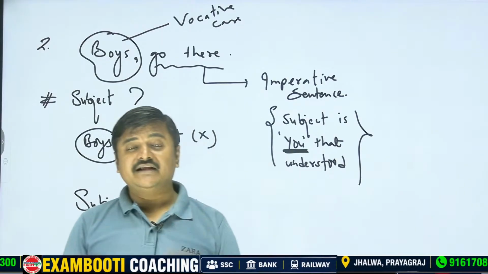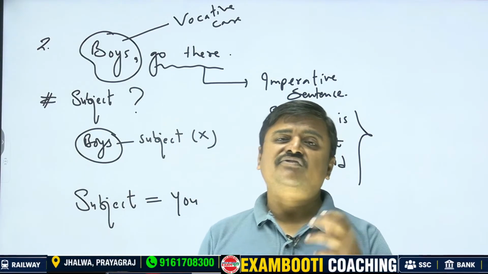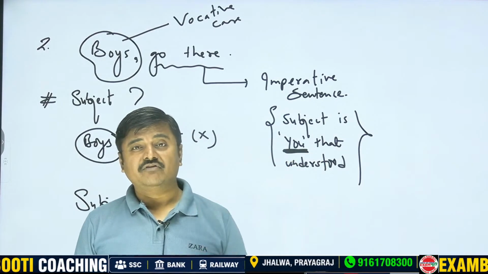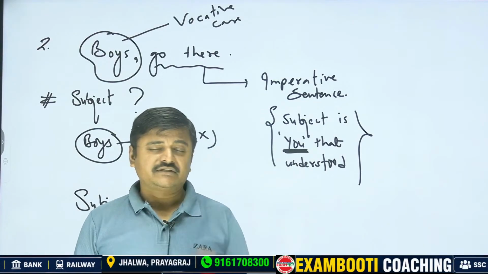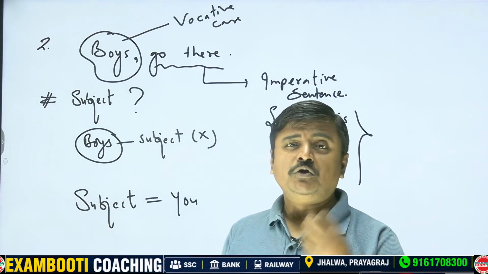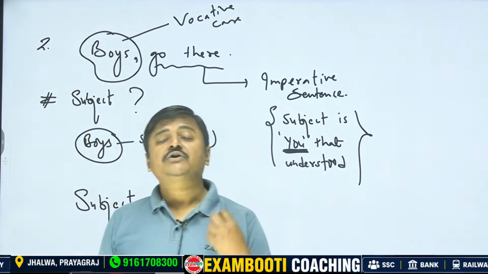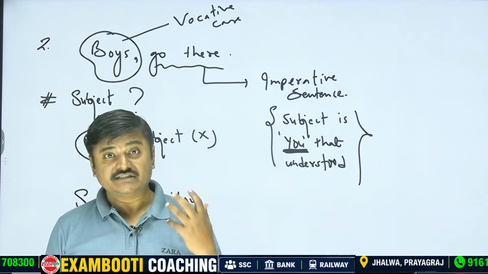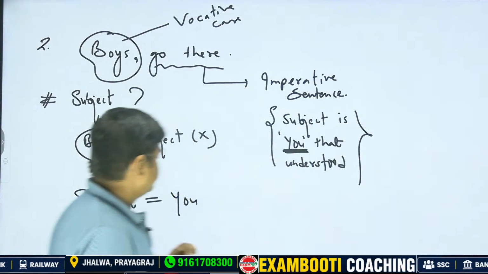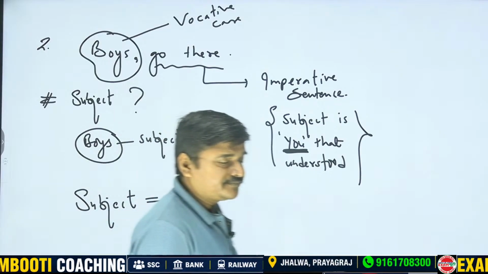You have to understand it. You have to identify it by reading, by understanding the sentence. And this is an imperative sentence in which command, advice, suggestion, such types of ideas are found to be embedded. If there is such a theme, the sentence is said to be an imperative sentence. So this is an imperative sentence. And in an imperative sentence, you is understood, you is hidden. So you is the subject, not boys. Boys are in vocative case. Okay.